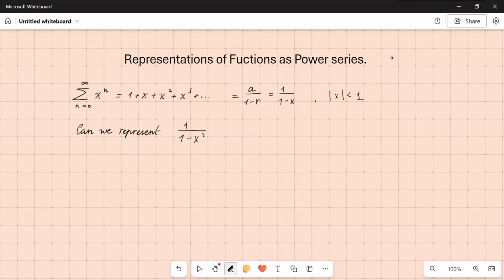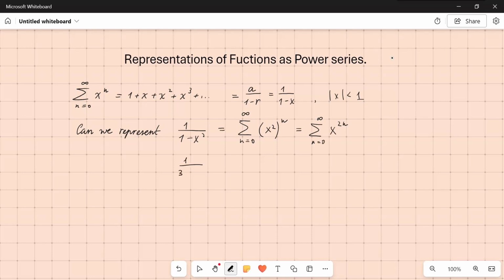Just imagine that instead of x here, you use x squared and plug it into your formula. So instead of x, you put x squared to the power of n, from 0 to infinity. You know that a power of a power is a product, and you are going to have x to the power of 2n here. Easy, right?